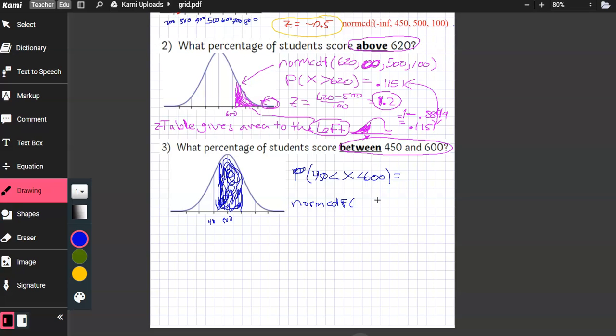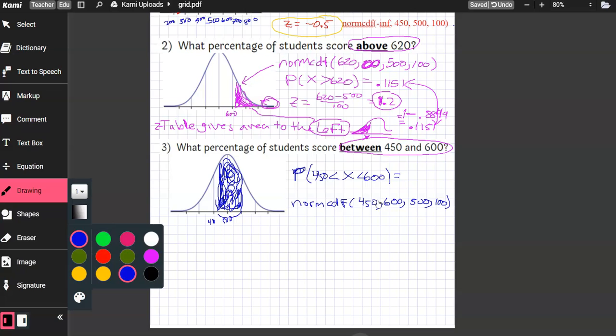All right, so norm CDF, it'll be 450, the low bound, and it goes all the way to 600. The mean is 500, and the standard deviation is 100. Put that in the calculator. You should get about 0.5328. So that is roughly 53%.